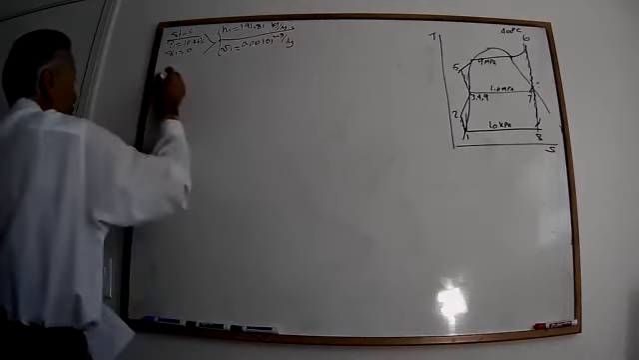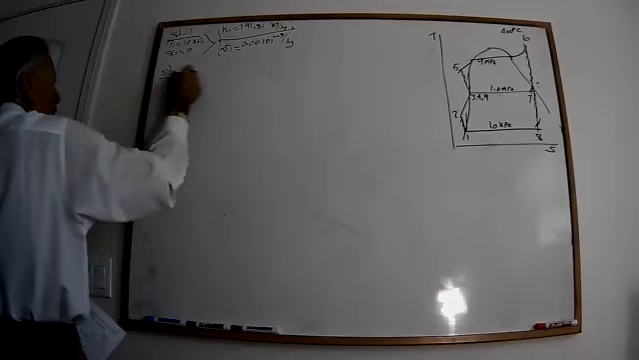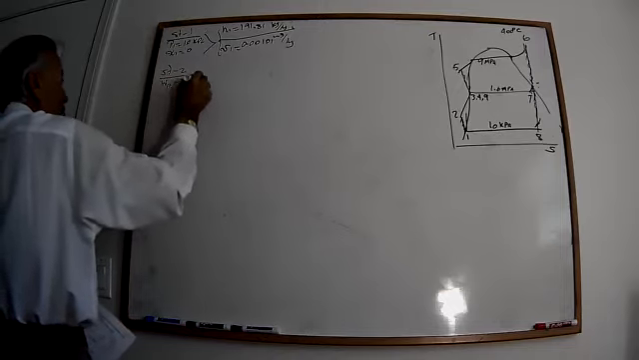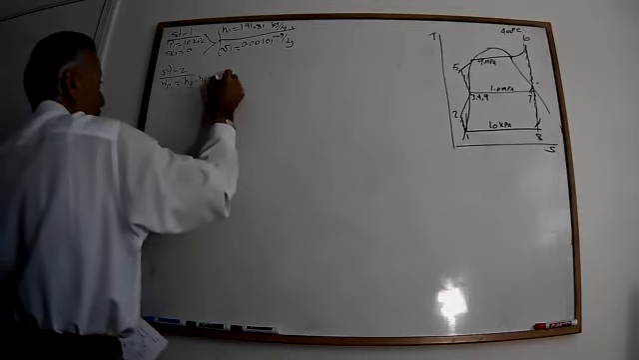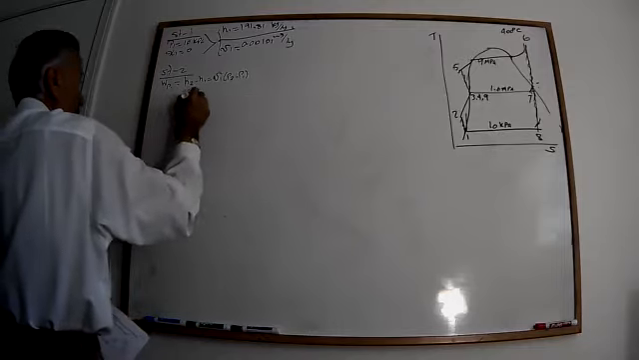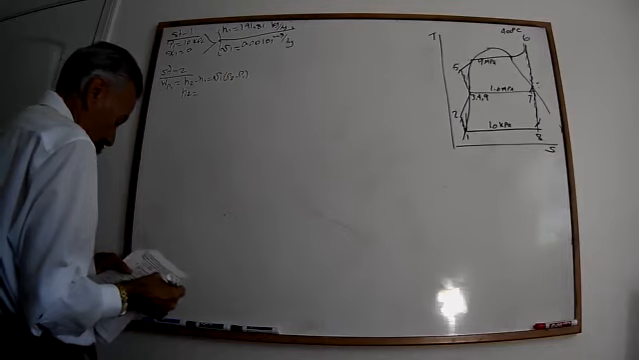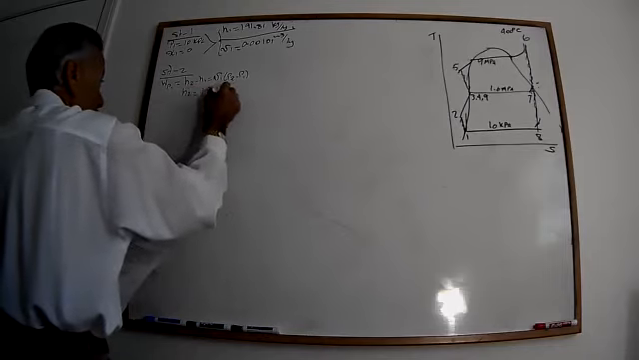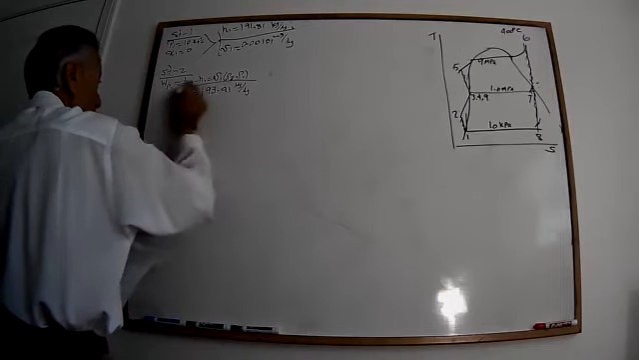So that's H1. At state 2, I have work over pump 1, H2 minus H1, or V1 pump times P2 minus P1. This will give me the value of H2 to be 193.41 kilojoule per kilogram.